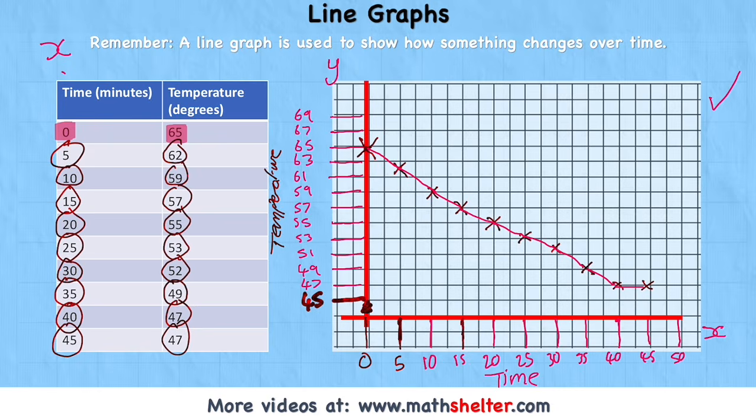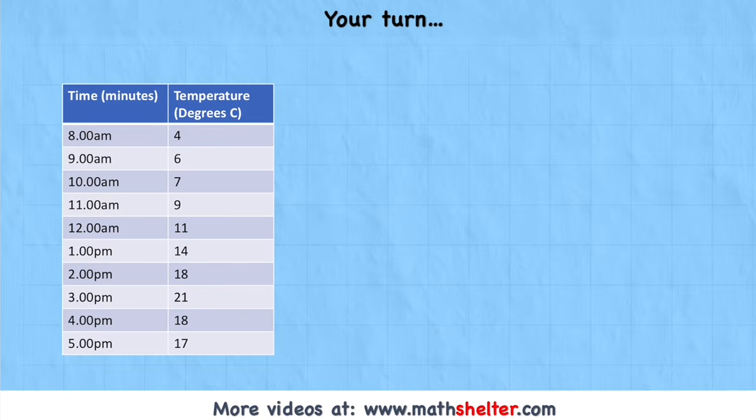Hopefully this was helpful. But now it's your turn. I've got another set of data here. This is the temperature, the air temperature, throughout a day. And we can see the day starts at 8 a.m. and finishes at 5 p.m. with this set of data.